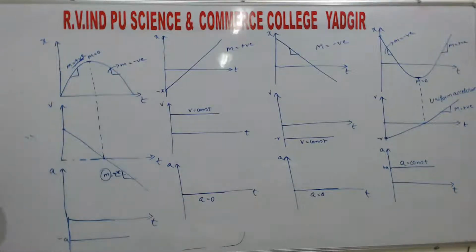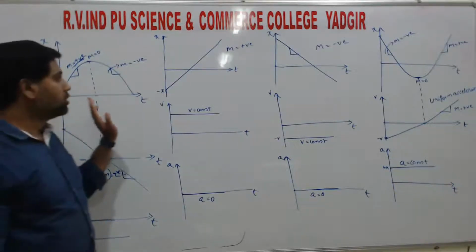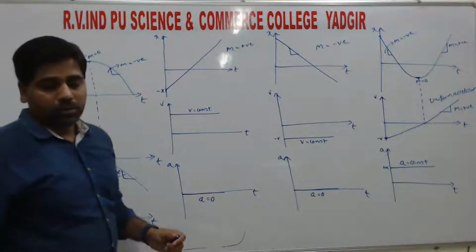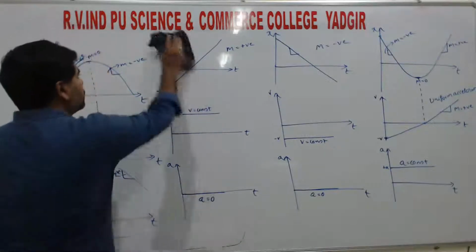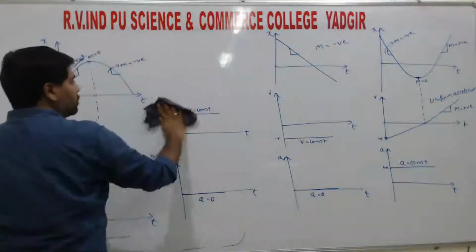Right? So take down these graphs. This will be helpful while solving the problems. Right? So how many graphs do we have? 5 graphs. Right? So let's move on to the problems based on these topics.